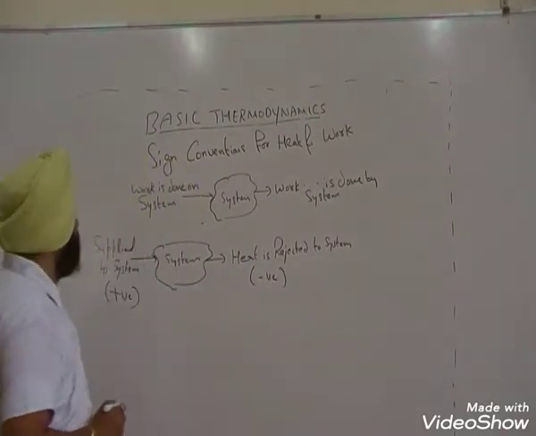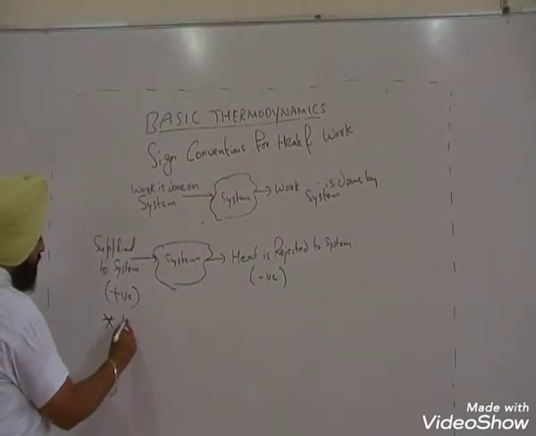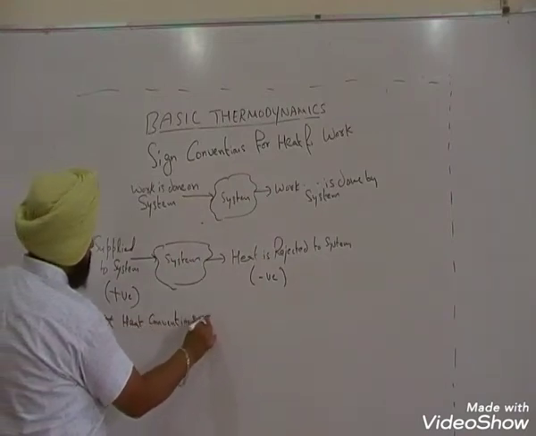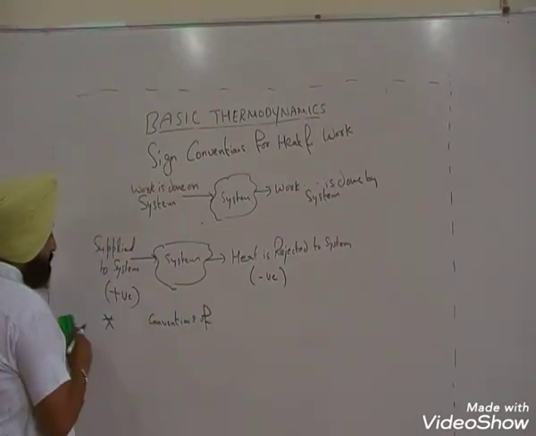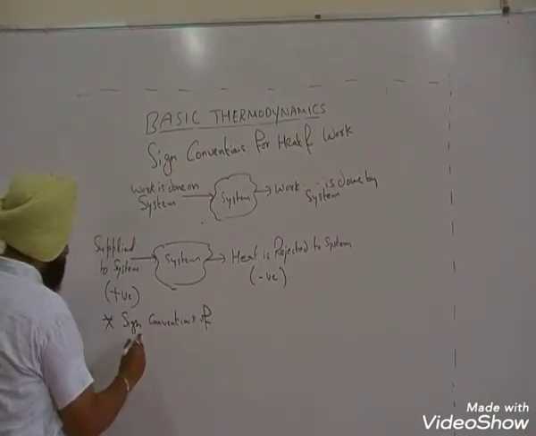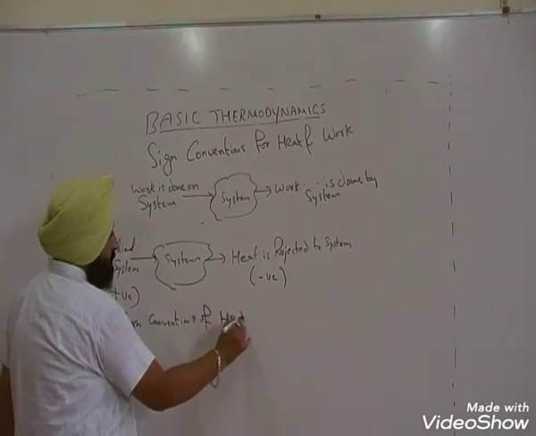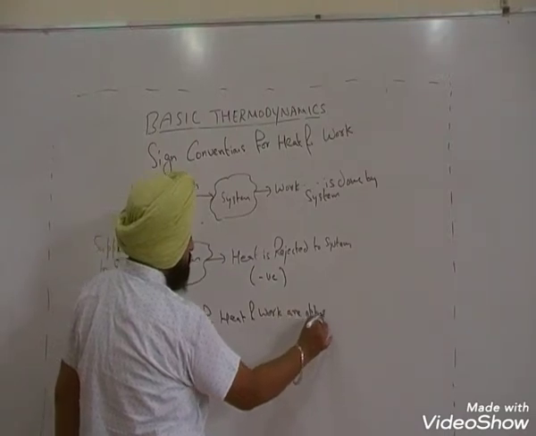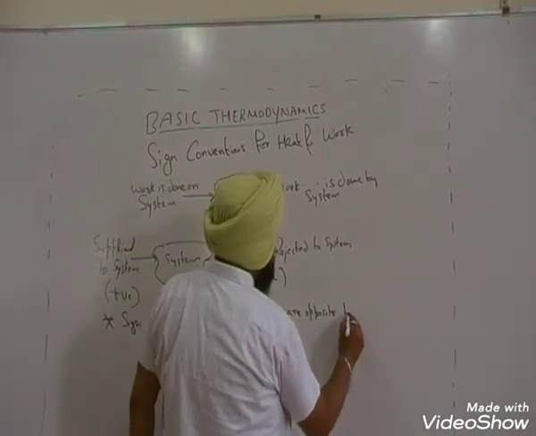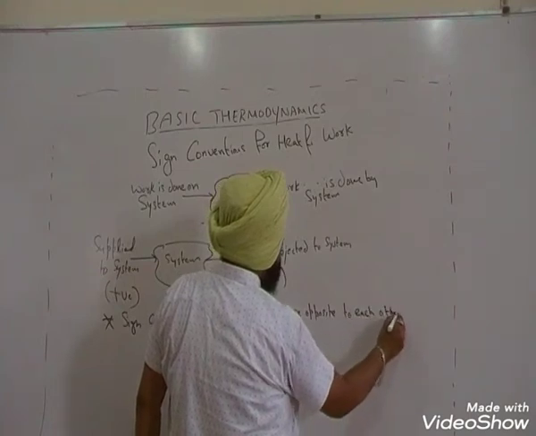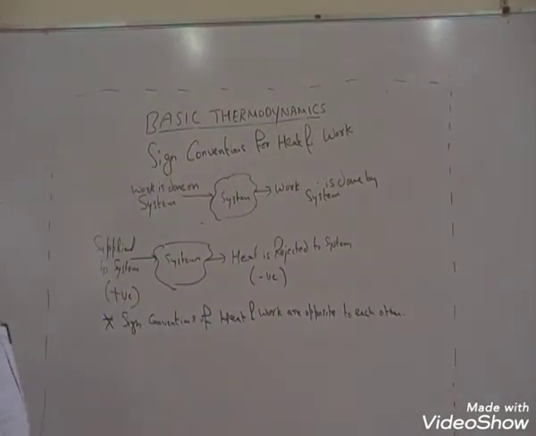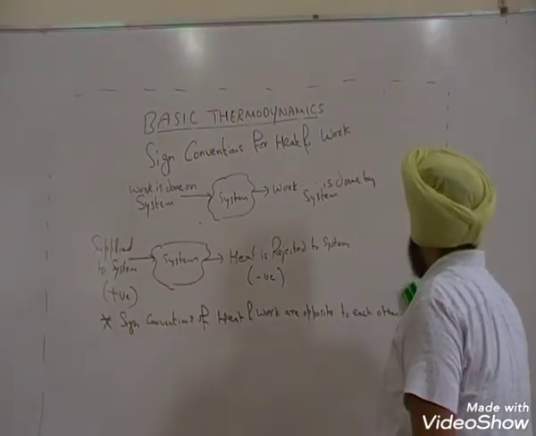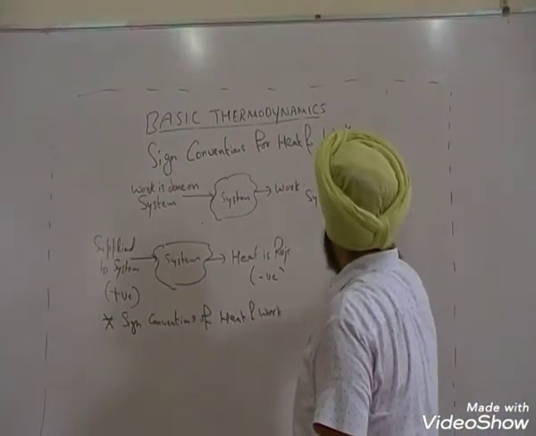One thing you have to remember in mind is that the sign conventions of heat and work are opposite to each other. So these are the sign conventions for heat and work. Now I am going to move on to enthalpy, internal energy and entropy.